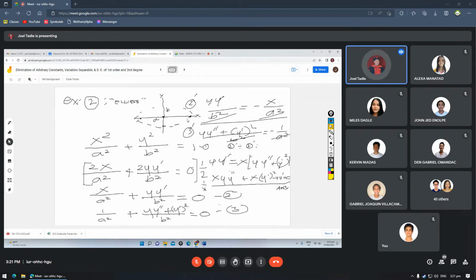So we will use the equation of an ellipse. Then we can see here, guys, that there are two arbitrary constants, a and b. So we differentiate this twice. This is the general solution, x squared over a squared plus y squared over b squared equals 1. We have to differentiate this two times in order to determine the differential equation.